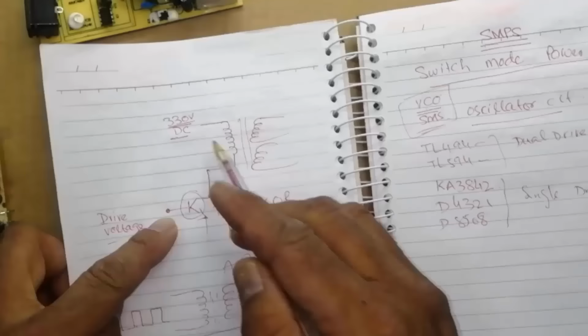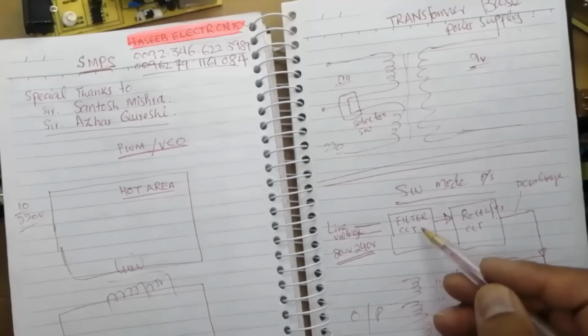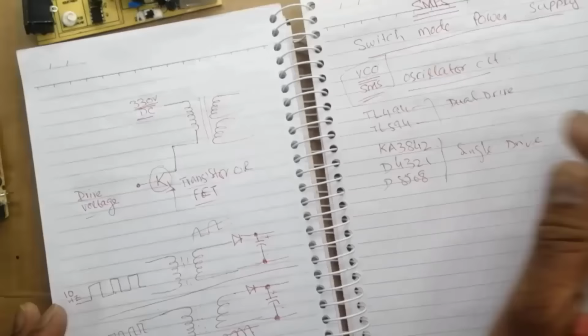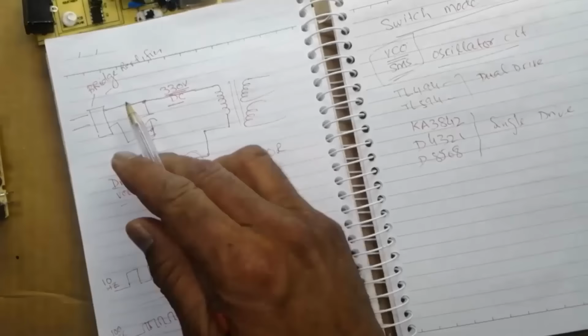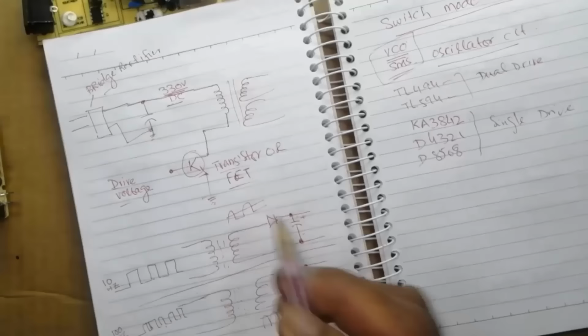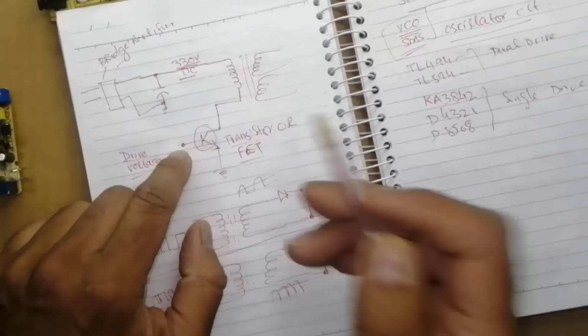As we discussed, here we have 330 volt DC. From where did we get it? We got 330 volt from this filter circuit. This 330 volt is from the capacitor. Here 220 volt, this bridge rectifier, capacitor, here is ground. Now this drive voltage, we have to understand this, the same phenomenon here, the same thing here.